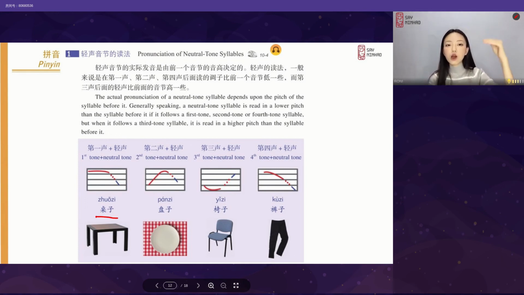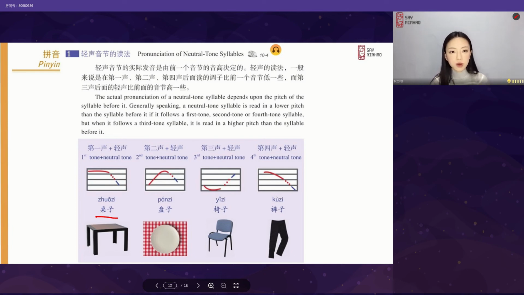First one, 桌子，桌子. We can see zi is the neutral tone, and the pitch of zi is lower than 桌, right? 桌子. And next one is 盘子，盘子 means plate. 盘子. The neutral tone is lower too, right? Next one is the chair, 椅子，椅子. This time, neutral tone is higher. Last one, 裤子，裤子. This means trousers, pants. And 裤子, this time, the neutral tone is lower.